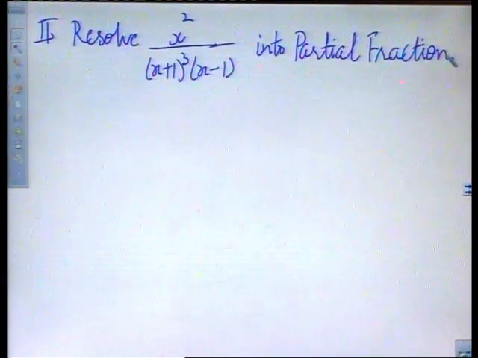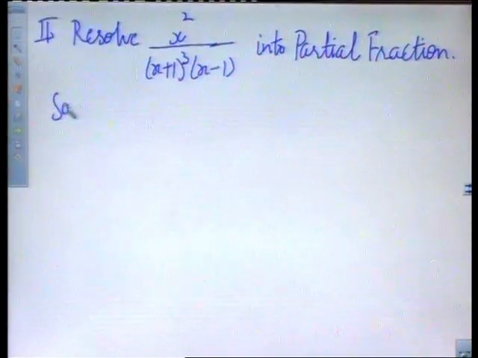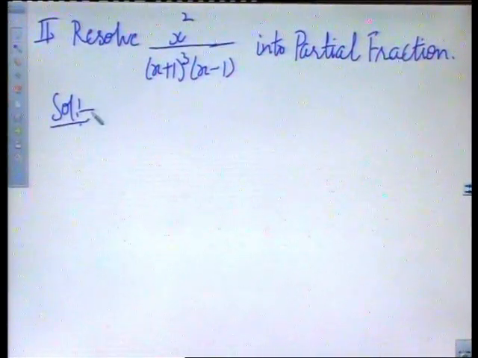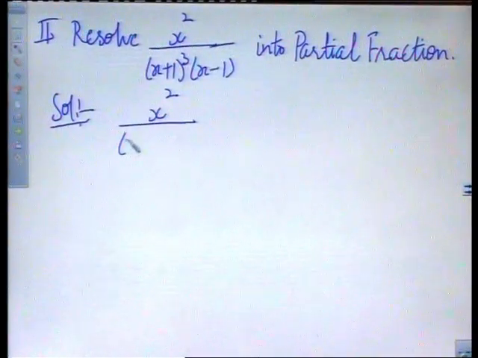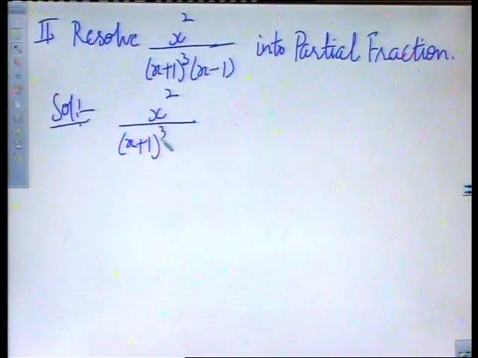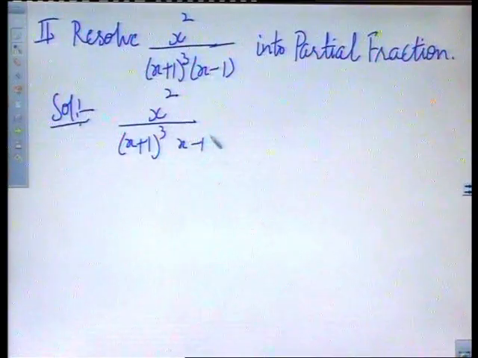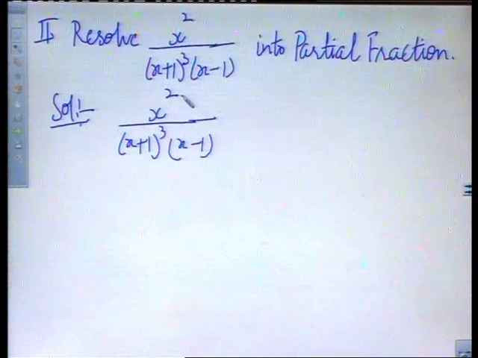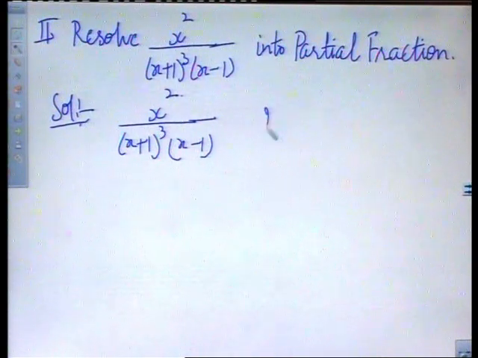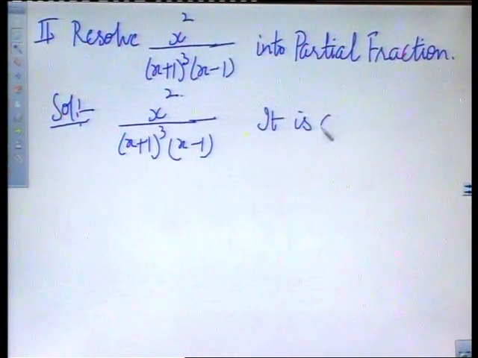Now, in the solution, the fraction we have is x square upon x plus 1 cube into x minus 1. Now, this is a proper fraction because the degree of numerator is 2 and the degree of denominator, when we solve this, is more than 2. It means it is a proper fraction.